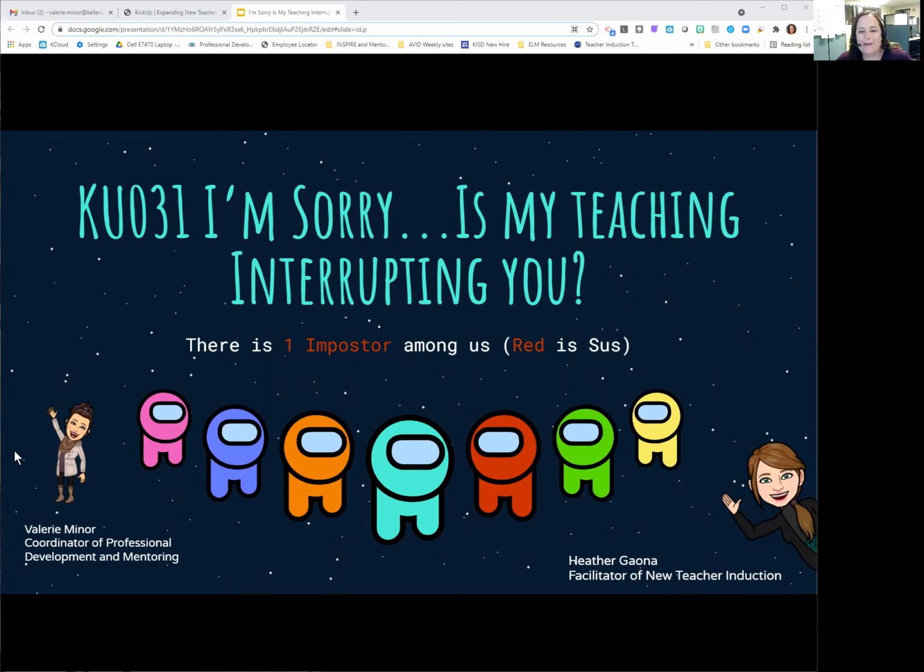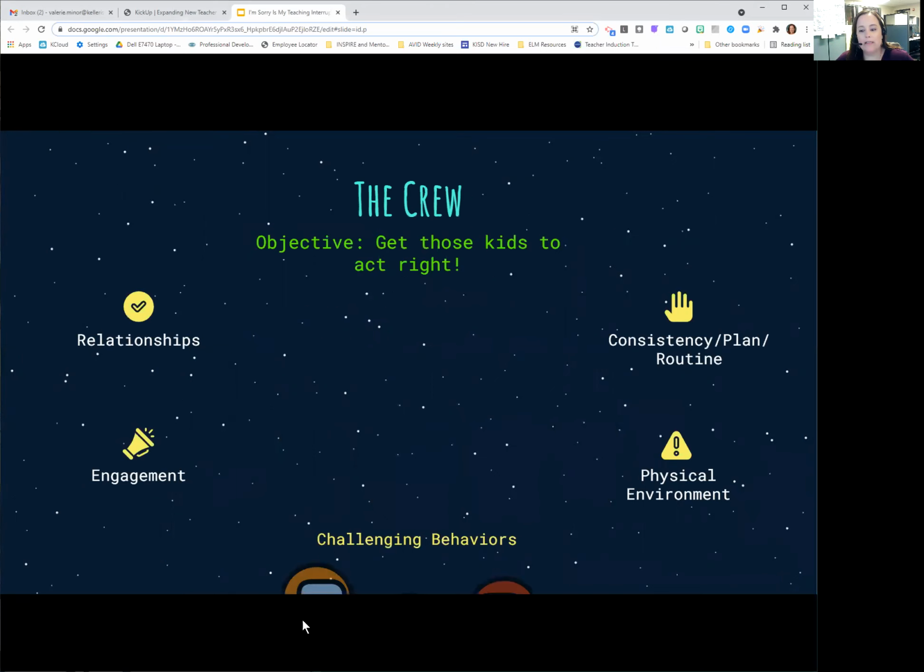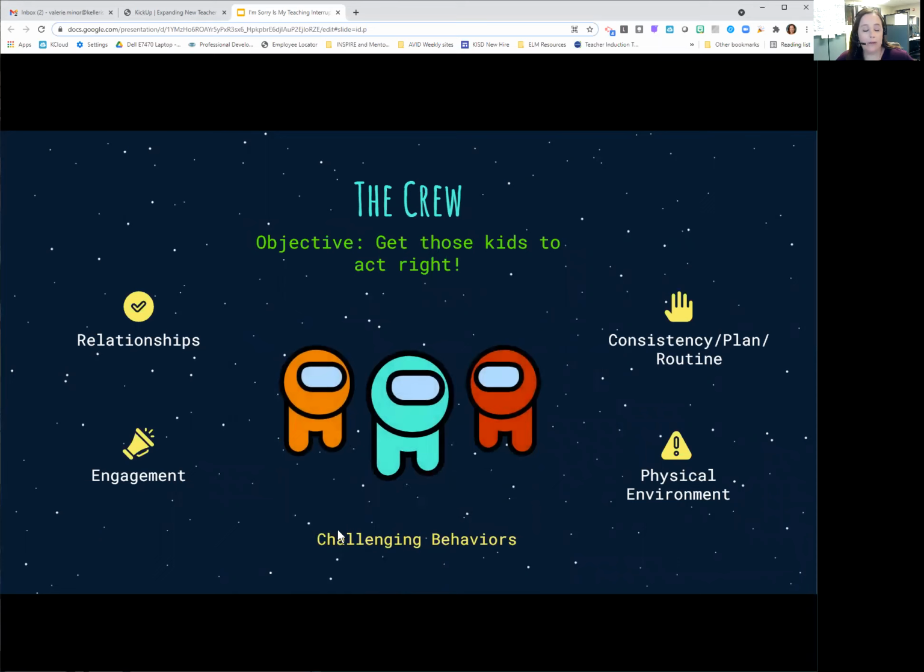So, what we're going to be talking about is classroom management and a little bit of student engagement, developing relationships in the secondary classroom. We're going to start first with our objective and with the four areas that we're going to be looking at today.